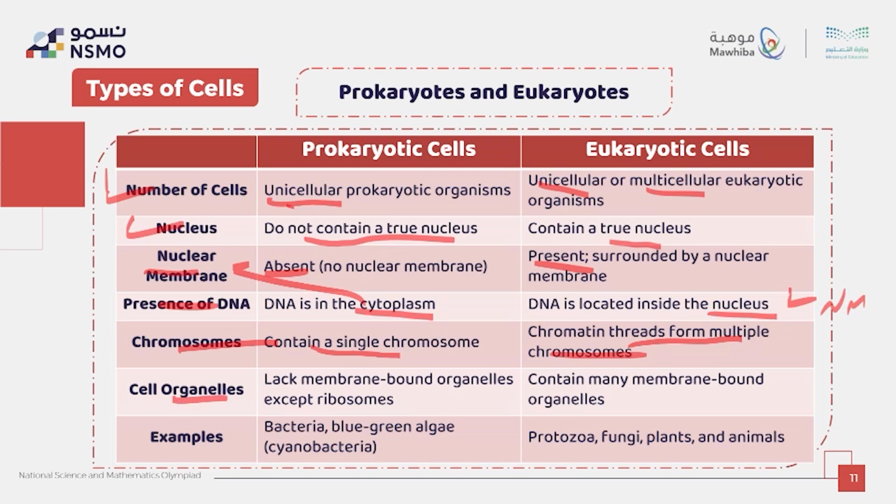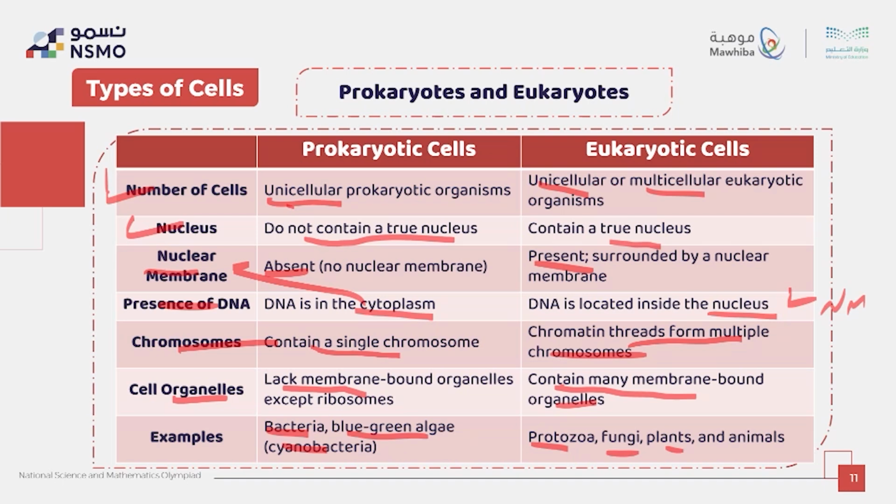Okay, and let's talk about organelles. Prokaryota lack membrane-bound organelles. In eukaryota, no, it contains many membrane-bound organelles such as mitochondria, endoplasmic reticulum, and Golgi, et cetera. Examples: for prokaryota, bacteria, blue-green algae, cyanobacteria, and for eukaryota, protozoa, fungi, plants.